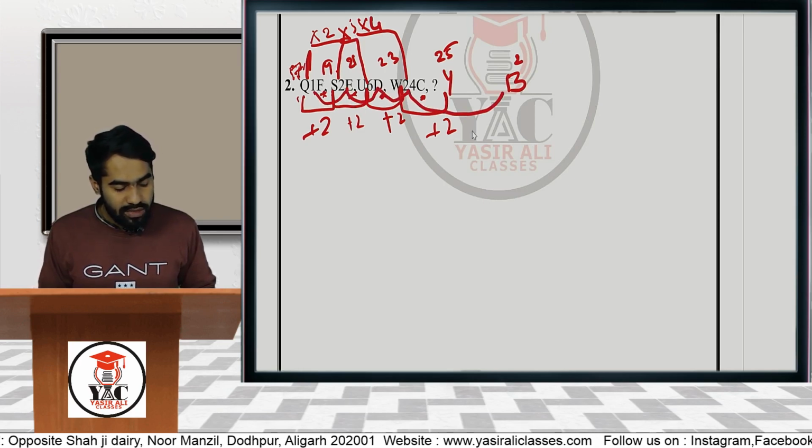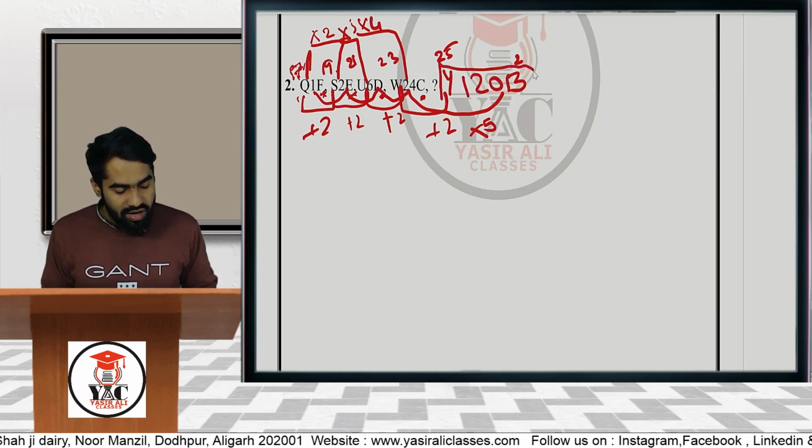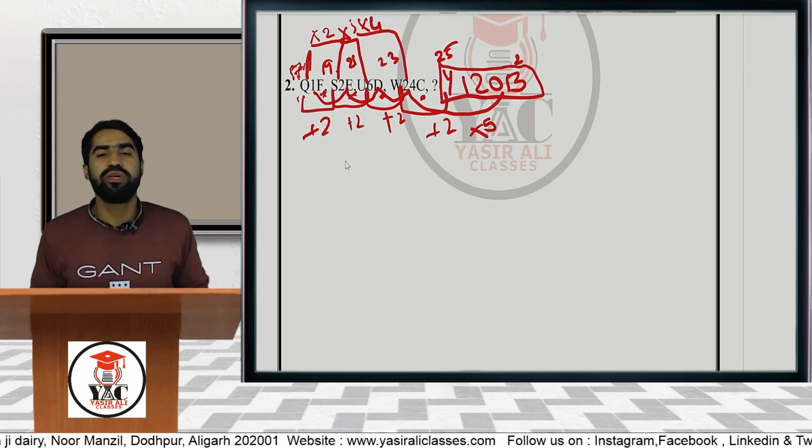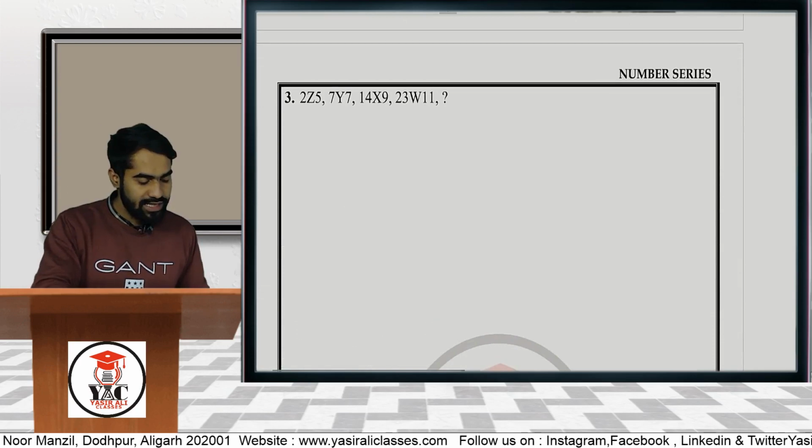So next time it should be into 5. 24 into 5 is going to be 120. So our answer should be Y120. B should be our correct answer. Okay, so now coming to the next question.